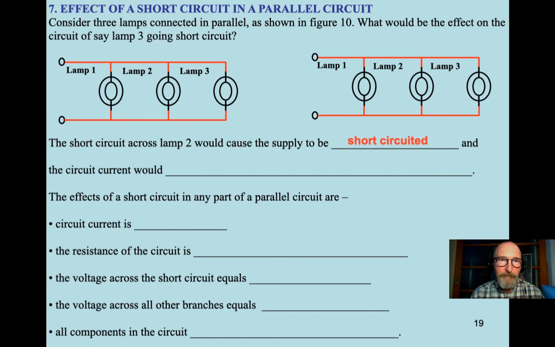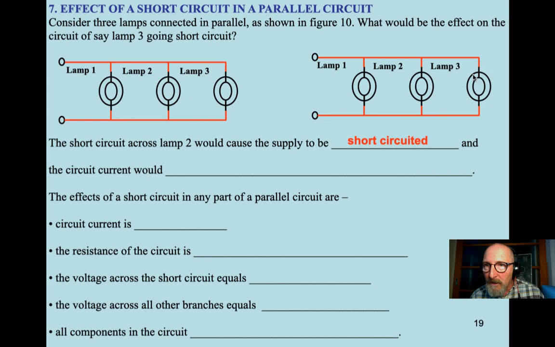The short circuit across lamp 2. I don't know why we aren't seeing the short circuit, but there should be a short circuit drawn in there across lamp 2. Maybe somebody dropped a screwdriver into the circuit and the screwdriver went between that wire and that wire there. The short circuit across lamp 2 would cause the whole circuit to become short circuit, like 0 ohms resistance across those two terminals, just because there's a short circuit either there or there or there or here.